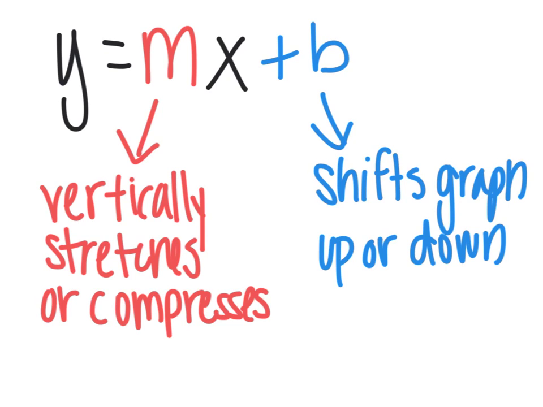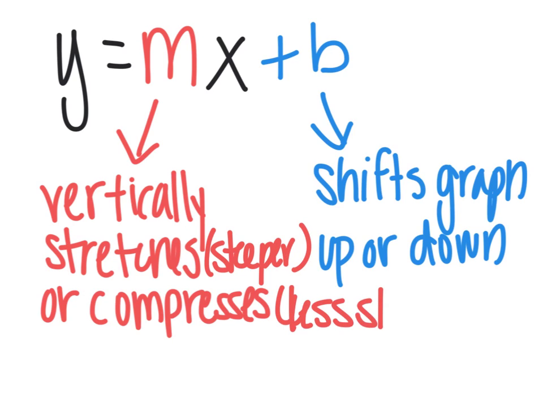So we began yesterday talking about how changing the y-intercept is going to shift our graph up or down, or translate our graph up or down. And we talked today about how the slope changes things. The slope either vertically stretches or compresses the graph. We could also use the words that it's going to make it steeper or less steep. That's also another way to describe that.